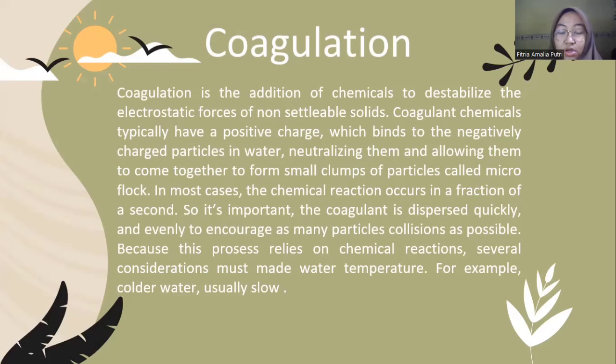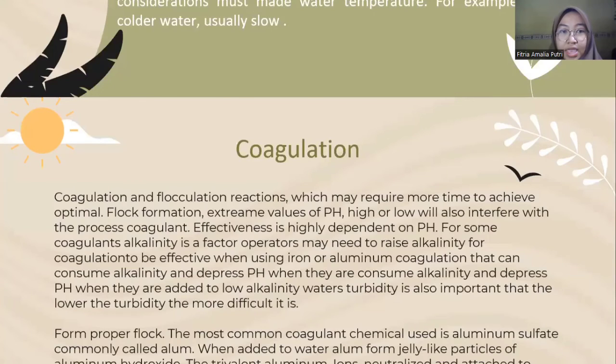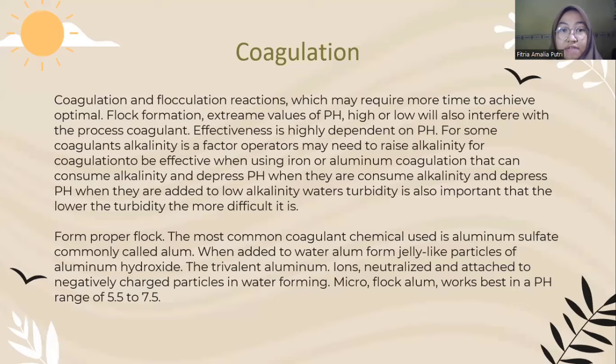Because this process relies on chemical reactions, several considerations must be met, such as water temperature. For example, colder water usually slows the coagulation and flocculation reaction, which may require more time to achieve optimal floc formation. Extreme values of pH, high or low, will also interfere with the coagulation process. Effectiveness is highly dependent on pH. For some coagulants, alkalinity is a factor. Operators may need to raise alkalinity for coagulation to be effective.